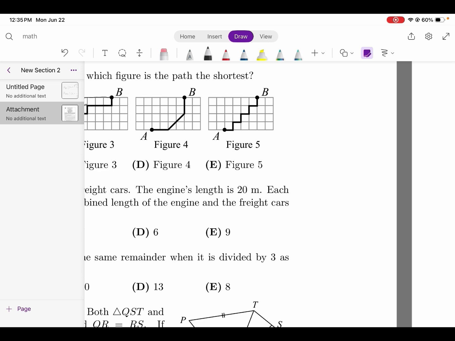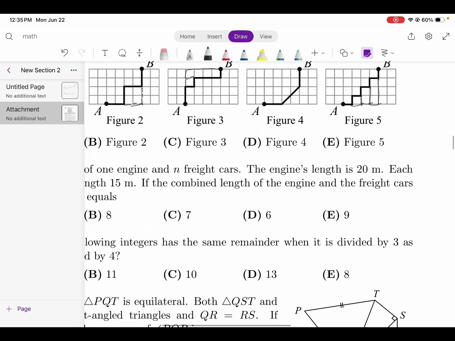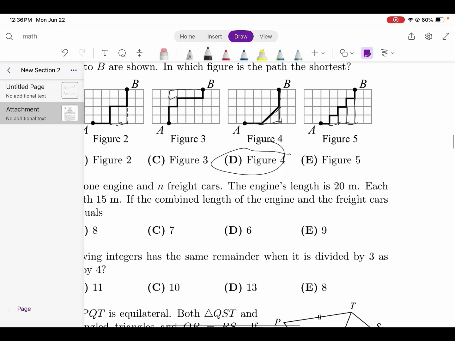And for 5, you could again just pull out all of the curves. So then that would become that, and then that, and then that. And that's still 8. So 1, 2, 3, and 5 are all 8. But for 4, you see that if you pull it out, then this is equal to 8. But since you have a diagonal over here, that's less than what it would have been if you had all straight edges. And so the answer is D, figure 4.